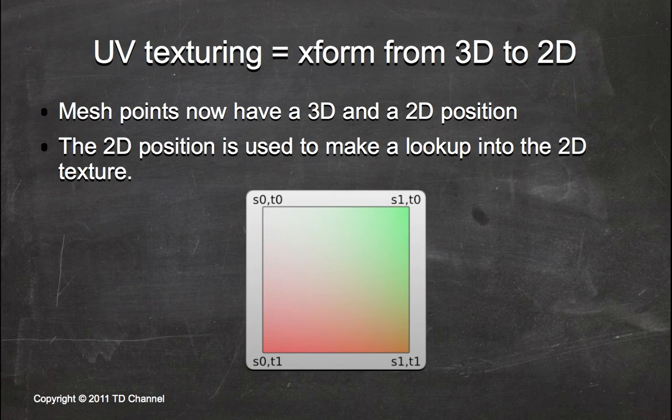Now, as you might know, UV texturing is basically the process of transforming a point in 3D into a 2D coordinate. The reason you do that is because for every point you want to have a 3D and a 2D position. And you need a 2D position because your textures are two-dimensional. They only have width and height. So you have to find a way to map your three-dimensional point into a place somewhere inside this square right here.